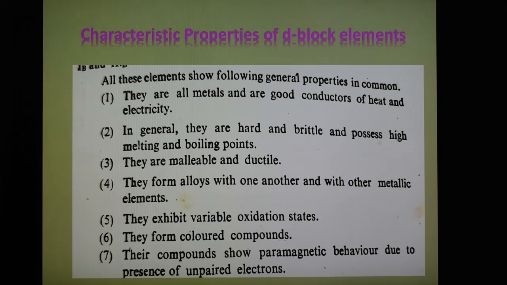Most of the elements of the first transition series are paramagnetic in nature because of the presence of one or more unpaired electrons. Most of the compounds of the d block elements, the first transition series elements, are also colored because of the presence of one or more unpaired electrons. So these are some important characteristics of d block elements.